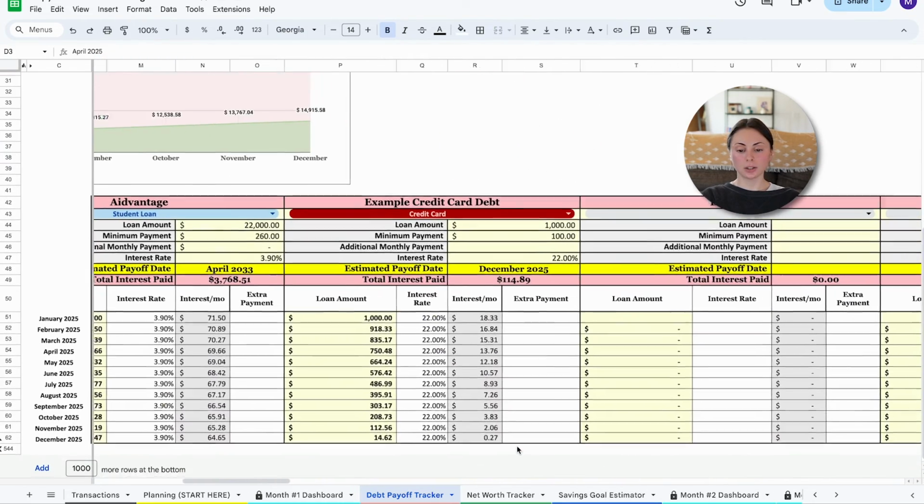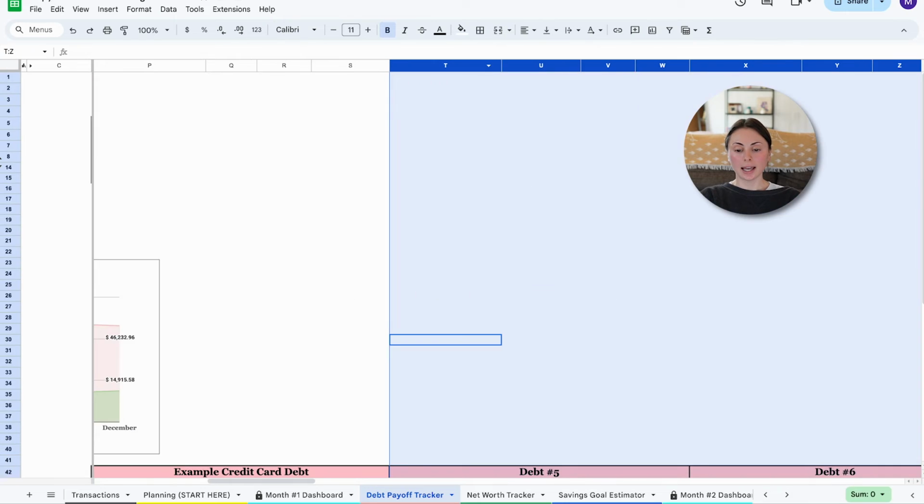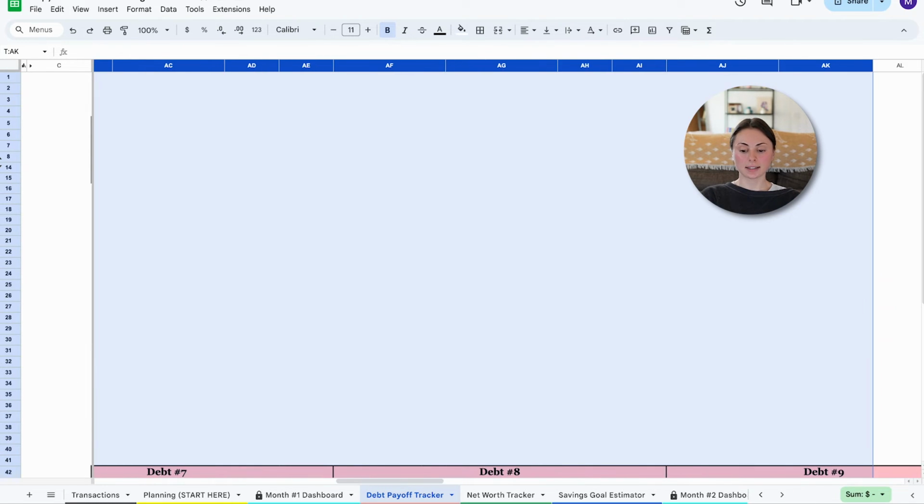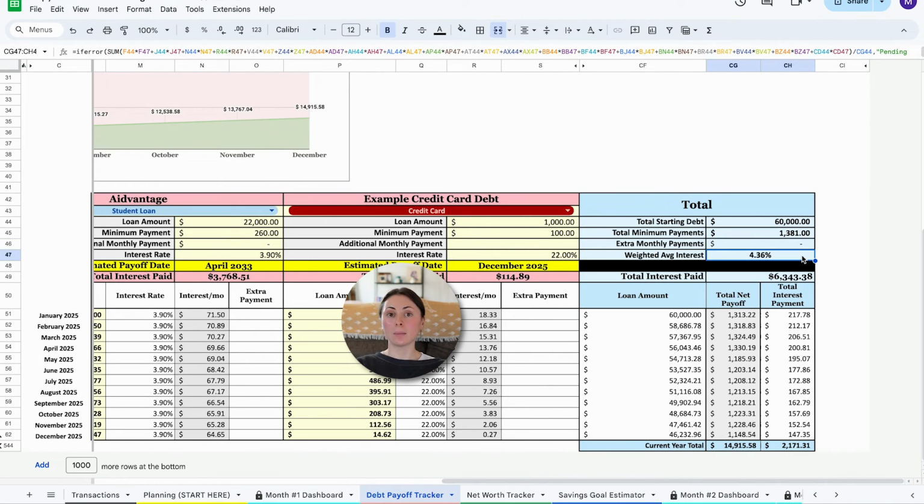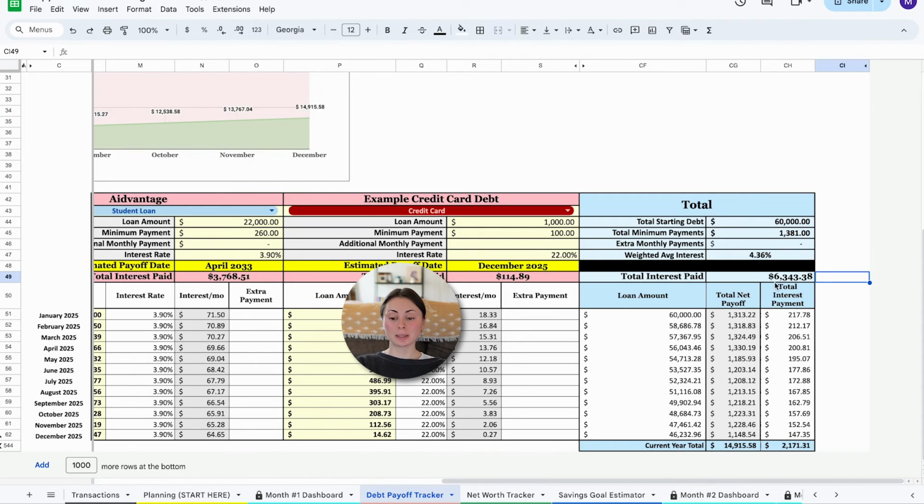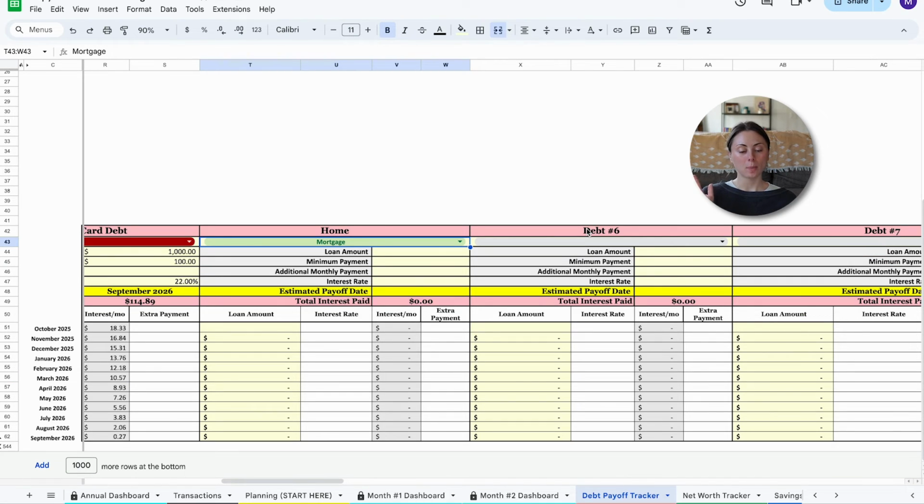Something I also like to do is go over here and hide all of the debts that aren't being used. Now I can see my total amount, my total starting amount, my total minimum payments, all of my extra payments, and then my average interest based off of the loan amounts, and then total interest paid for all of my debt. This will show you net payoff, total interest payment per month, and you can find all of your running totals here.